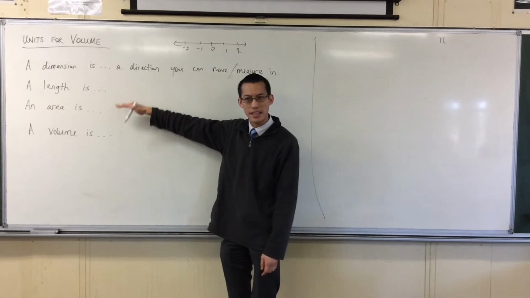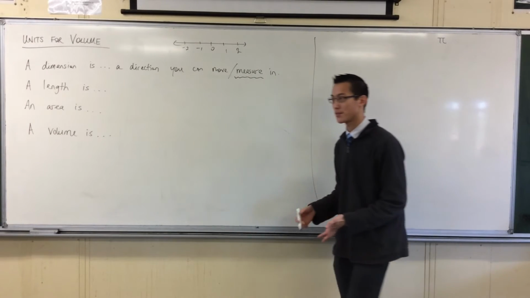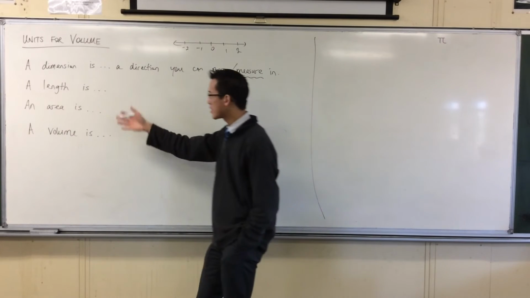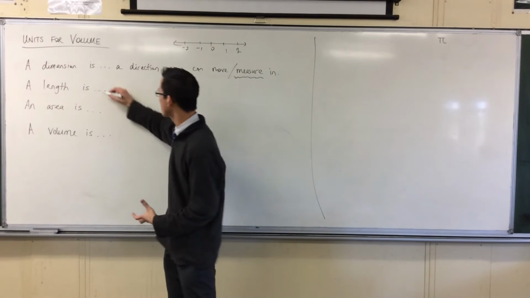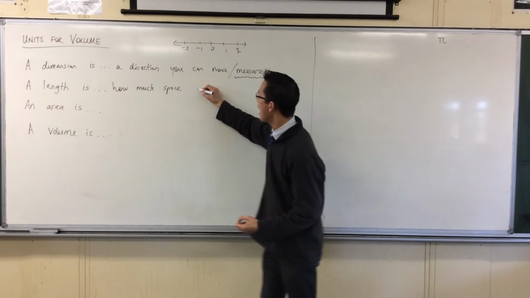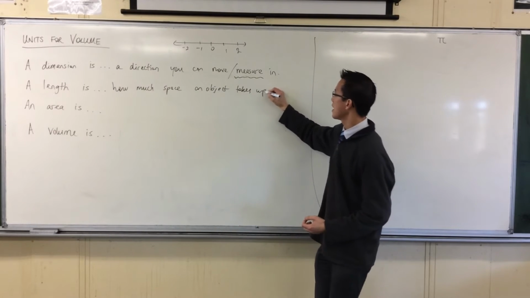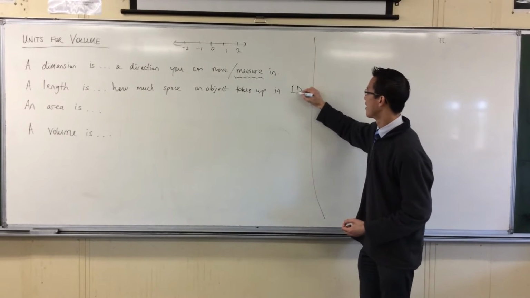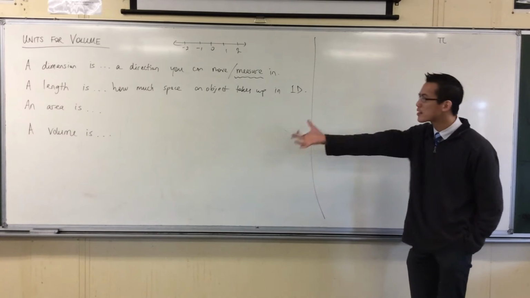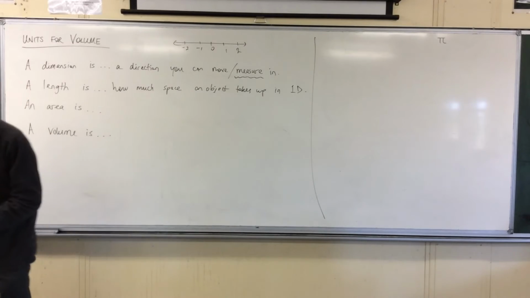So therefore, when we move to these things, they're all about measuring in different kinds of dimensions, right? If a dimension is a direction you can move or measure in, okay? Then a length is how much space an object takes up in one particular dimension, okay?